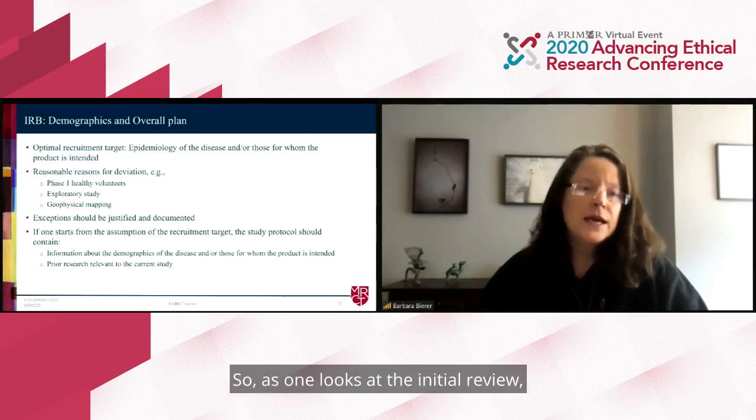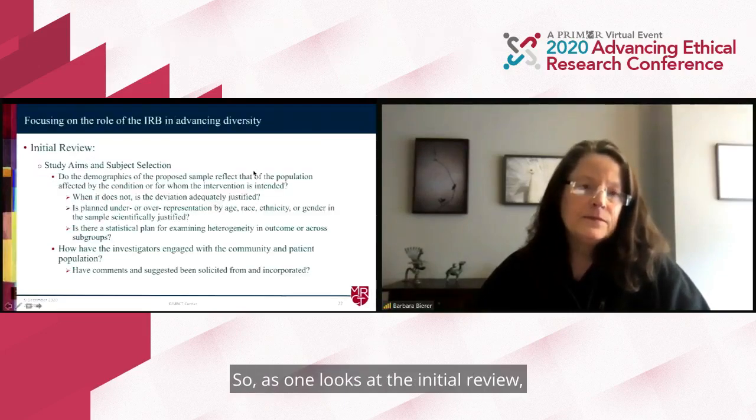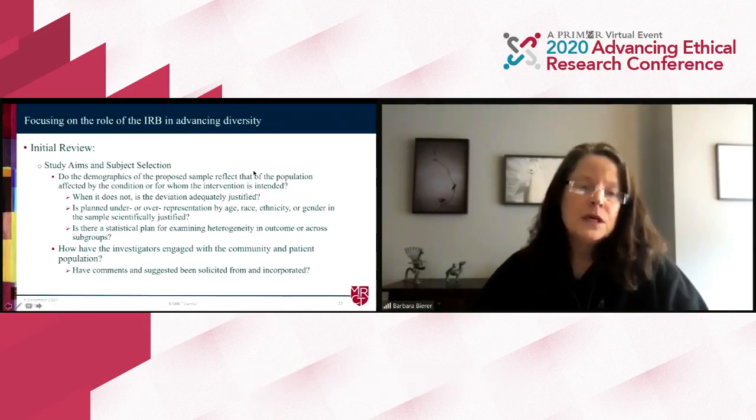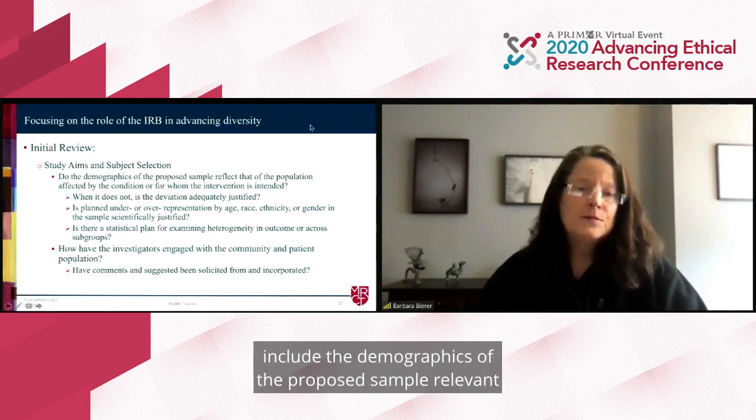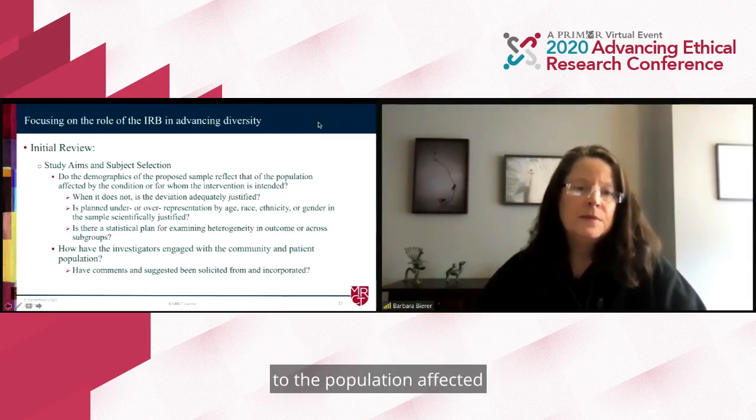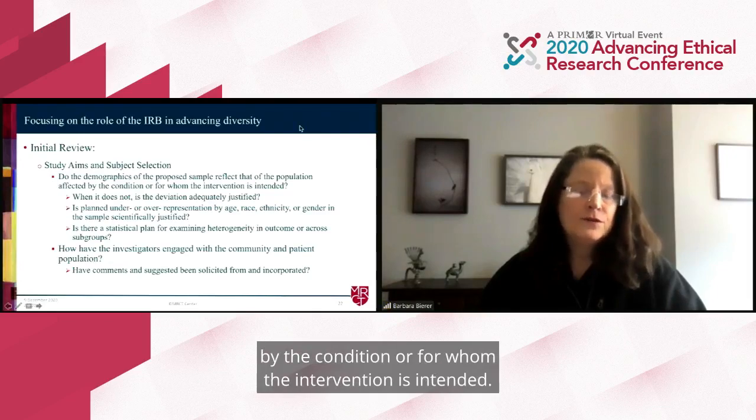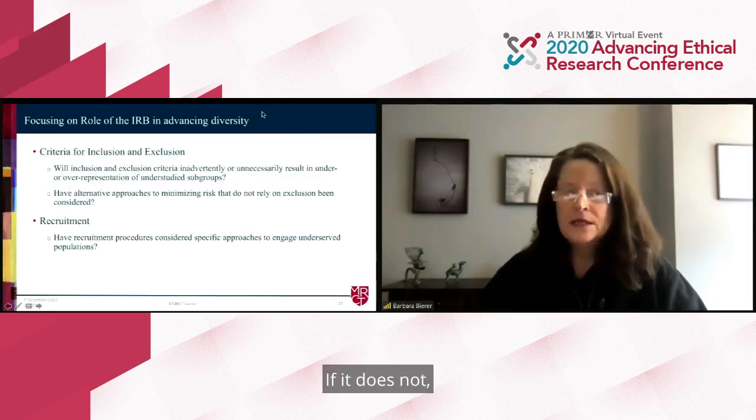So as one looks at the initial review, the study aims and study selection should, as we said, include the demographics of the proposed sample relevant to the population affected by the condition or for whom the intervention is intended. If it does not, could you go back?